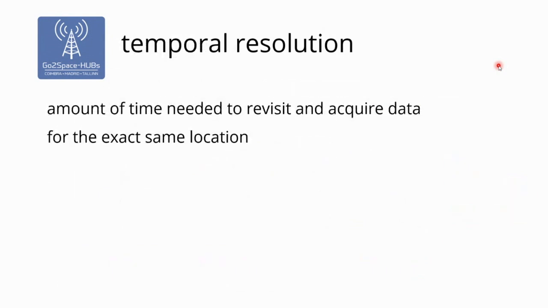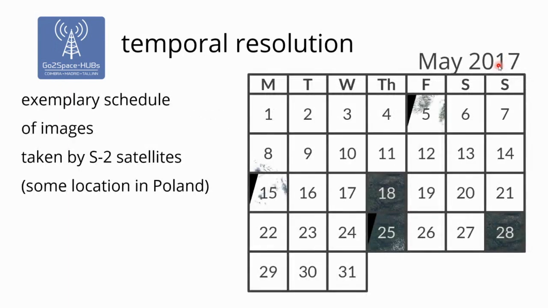And the next thing, temporal resolution. Basically it is how often we can take an image of a particular part of the Earth. Here we have a view of the calendar. During this month we took 6 images of some location in Poland. So here, and here, 6 images. So this is one thing, but another thing is how often we can use those images.